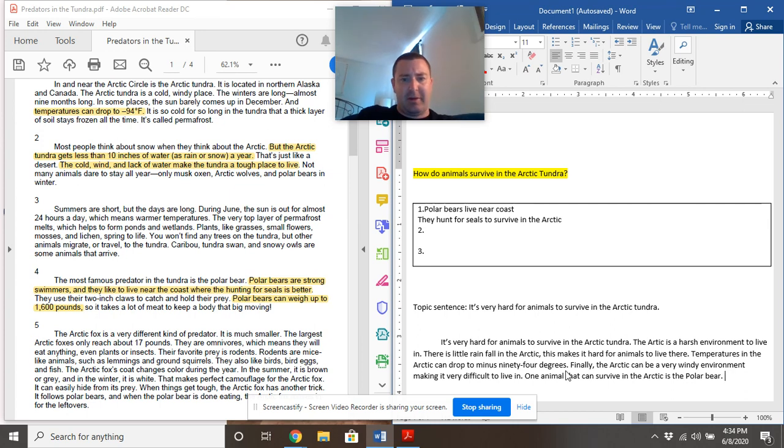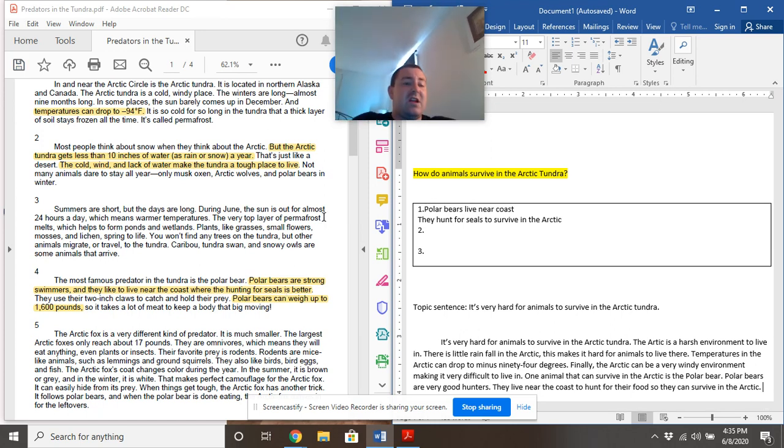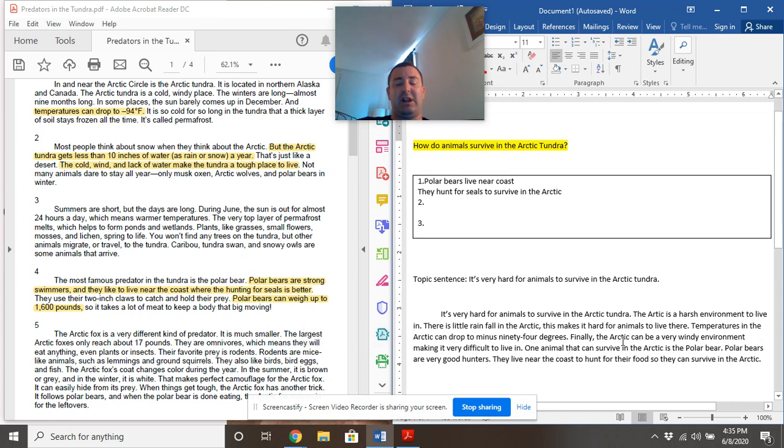So we said polar bears live near the coast. They're very good hunters, and they need a lot of food. Okay, so let's say something like, polar bears are very, very good hunters. They live near the coast to hunt for their food so they can survive in the Arctic. Now, again, I could go on to say what they eat. They eat seals. I could talk about how they're very good swimmers. There's a lot I could do with this here. I'm going to leave it here for today just so that you can now put your input into this writing. You can tailor it to your very own piece here.